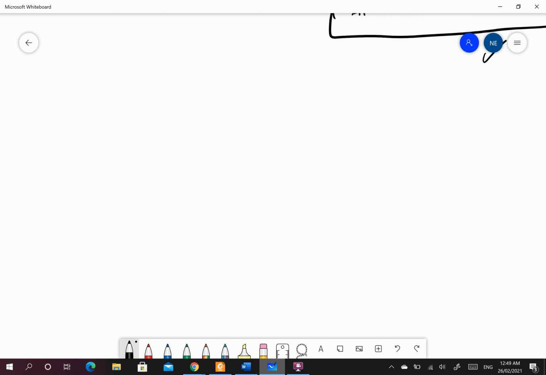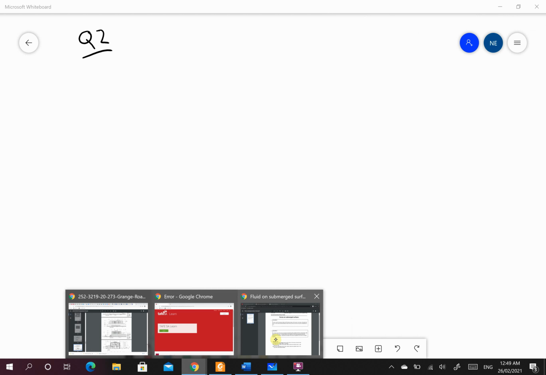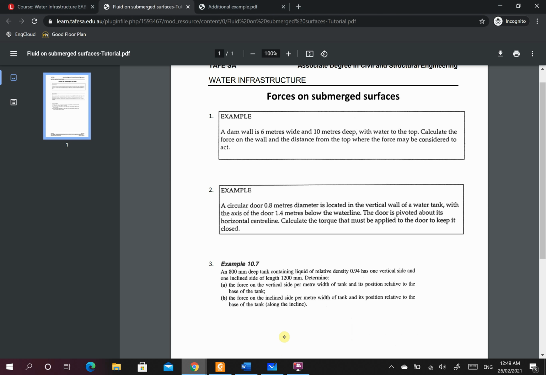Now, question 2. Let's just erase this again. Question 2. Circular door, 0.8 meters in diameter, is located on a wall of a tank. We've got the axis of the door 1.4 meters below the waterline. Blah blah blah. It's pivoted about the horizontal center line. Calculate the torque. Alright, so let's do that.